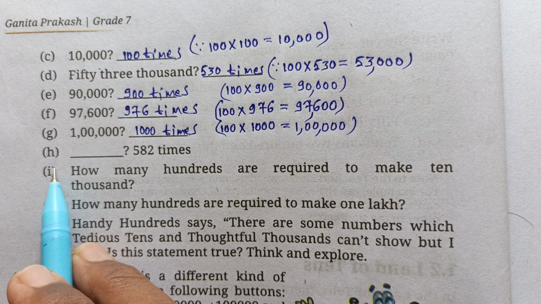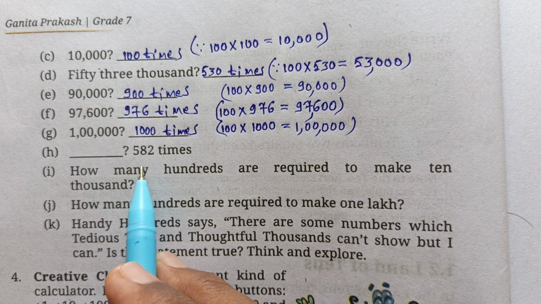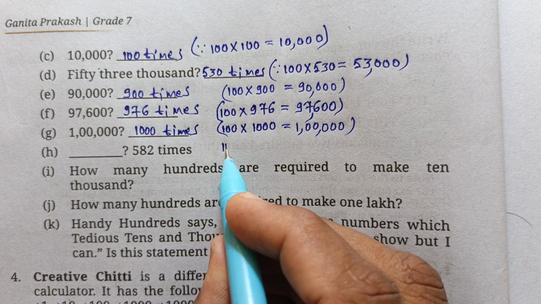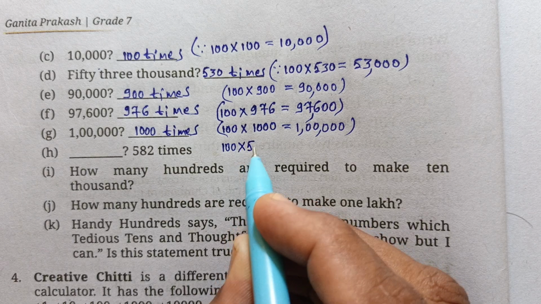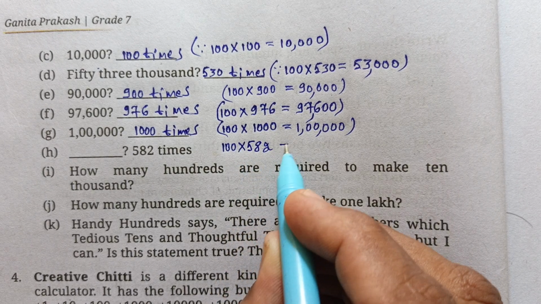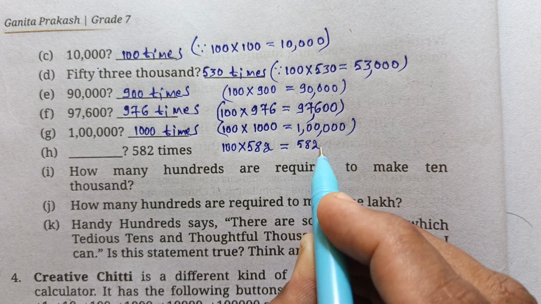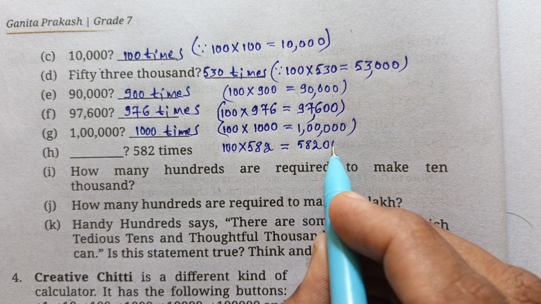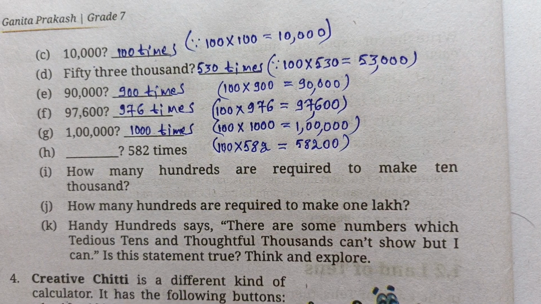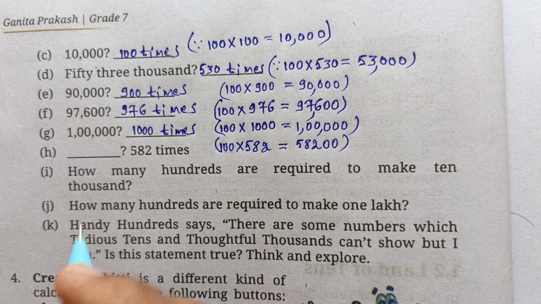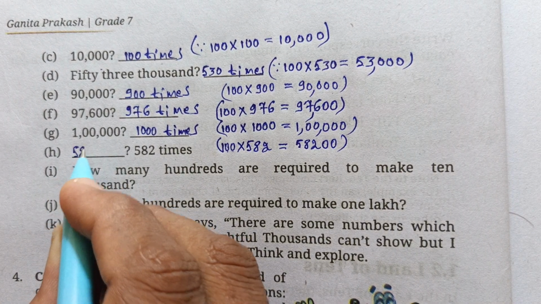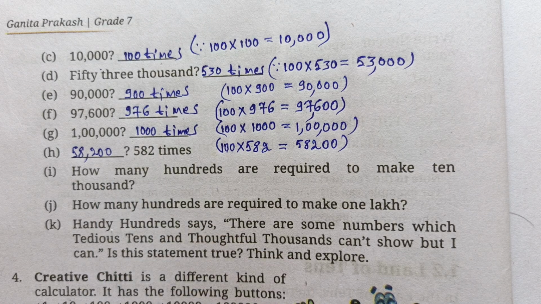Next, H bit. Here if you press the plus 100 button 582 times, what is the result that we have to write? So 582, and here two zeros we have to write after 2. So that means 58,200 is the answer.